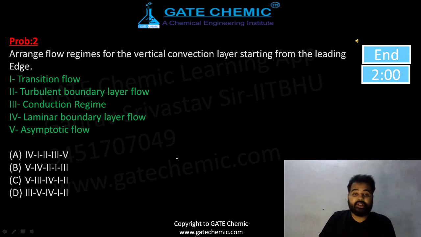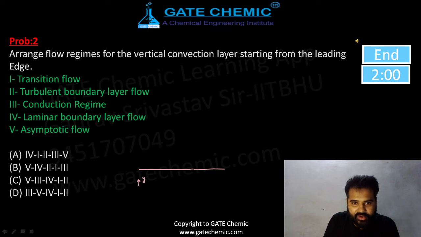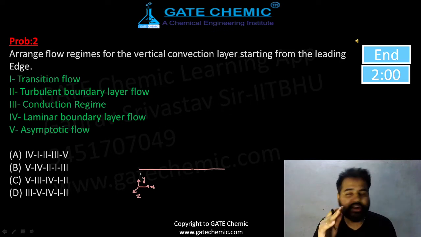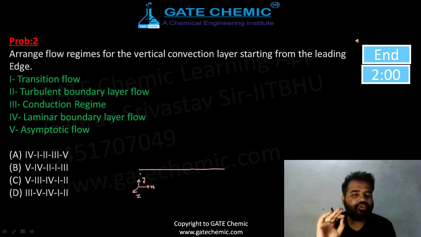Now see here, beta. This is your plate from which vertical convection takes place. That means convection in the y direction. This is your plate, with width in the z direction. By default, if nothing is given, you can write these as your coordinates. Now flow regimes. I already taught you a beautiful derivation to obtain the boundary layer thickness formula: delta by x equals 4.64 upon Reynolds number to the power 1 by 2.